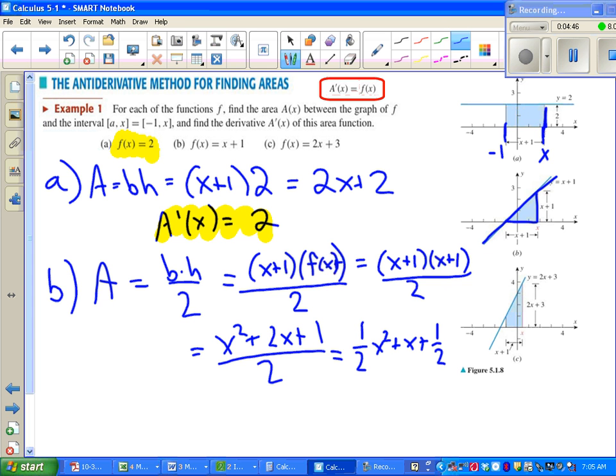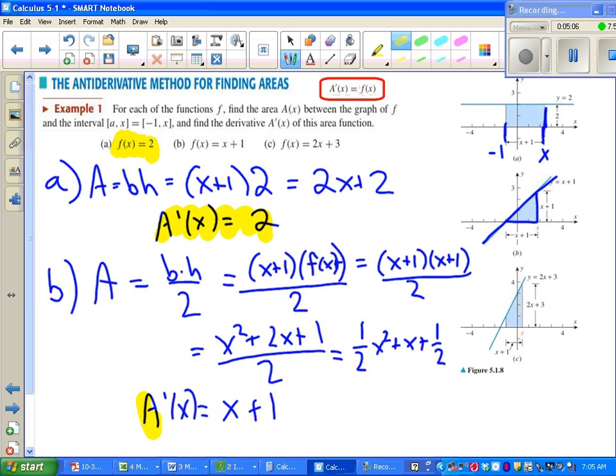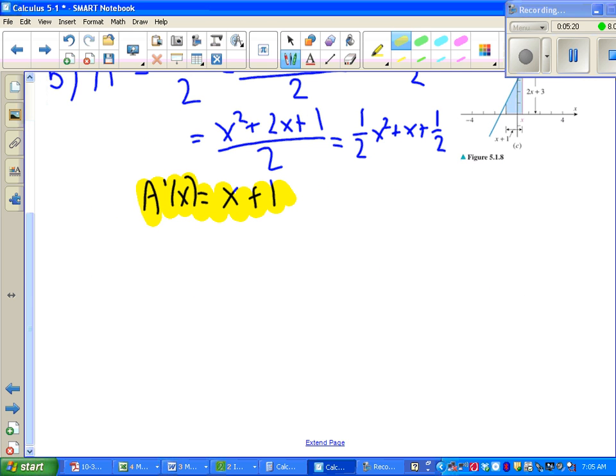Don't forget the directions also tell us to find the derivative of the area, which is easy enough. Derivative of 1/2 x squared is x. Derivative of x is 1. Derivative of 1/2 is 0. Once again, that weird coincidence seems to have happened. The derivative of my area ended up being the same as the original curve. So odd. Let's look at part C, one more example.